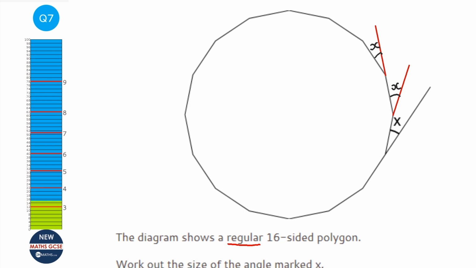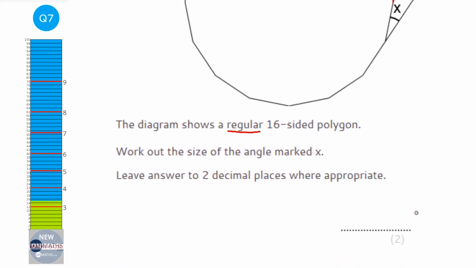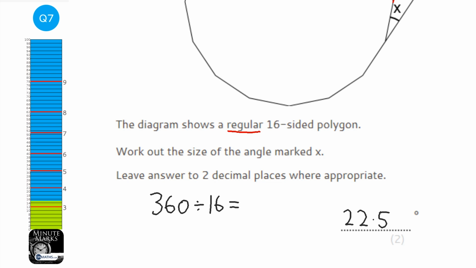Now the one thing we know about exterior angles is they always add up to 360. So to find out what that angle is, we just get 360 and we divide it by 16 because there's 16 identical exterior angles. So I get my calculator out. 360 divided by 16 equals 22.5. So we can check that. We can do 22.5 times 16 and it has to add up to 360, which it does.